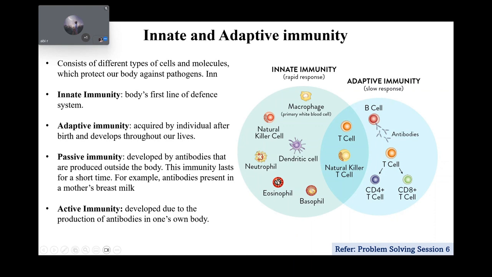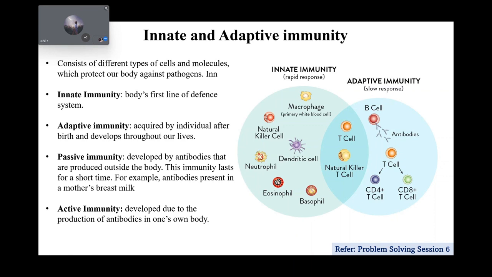So passive immunity is where the antibodies, which are the main players of the immune system, are developed by some other source, and the person who is receiving it gets a pre-made antibody directly from the outside source. Because it is being delivered via some other source, this immunity lasts for a short time. So, for example, these will be the antibodies that are present in the mother's breast milk, and it is passed on to the infants.